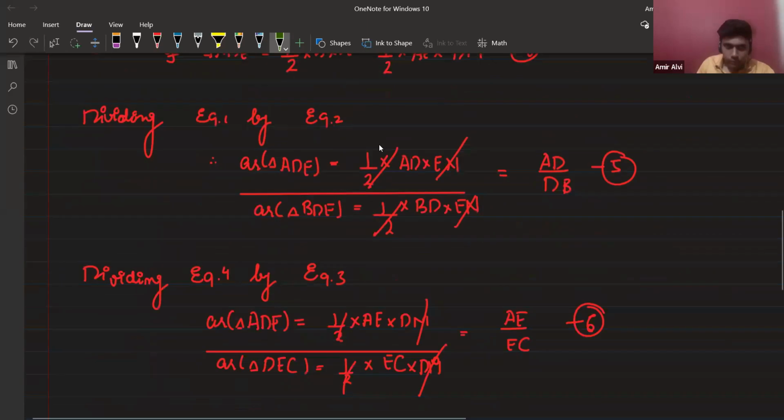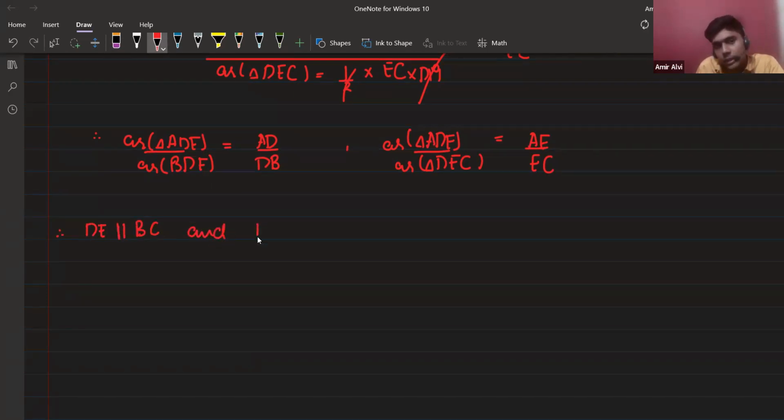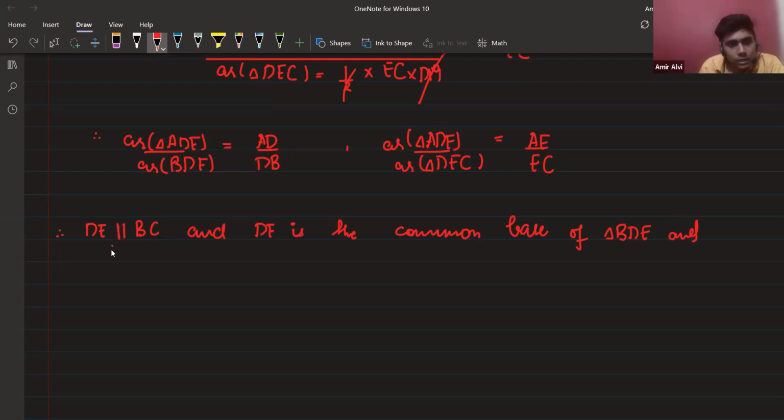So Adil, basically, if this is the case, there is one property of triangles. DE is parallel to BC and DE is the common base for both the triangles BDE and DEC. Yes or no, Adil?